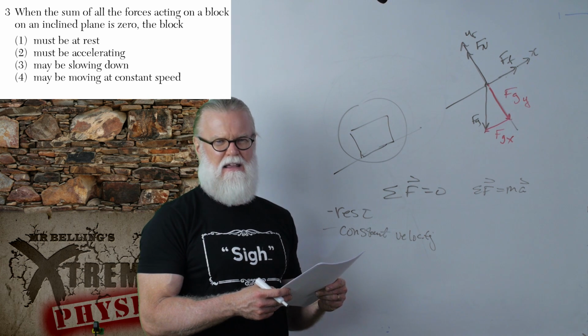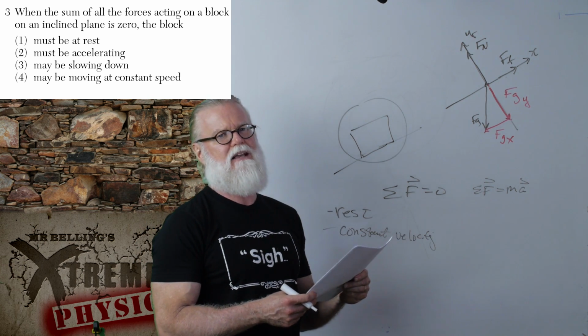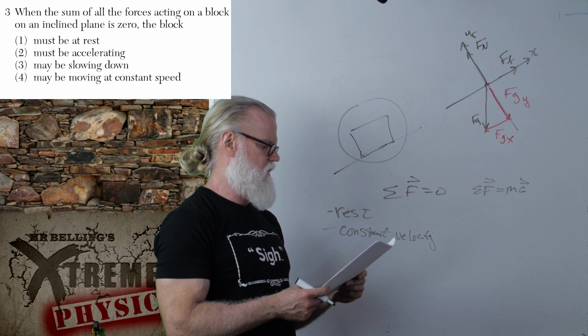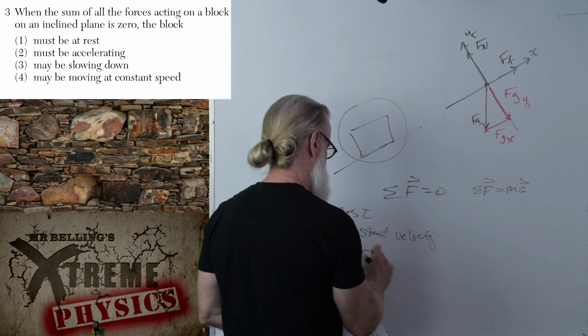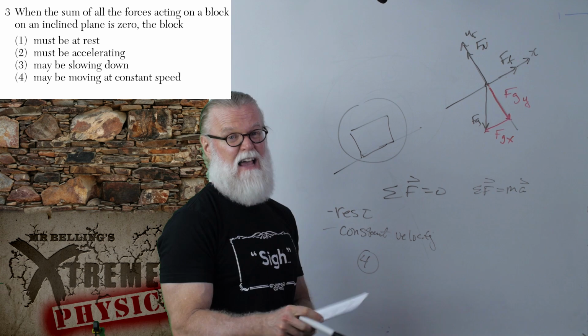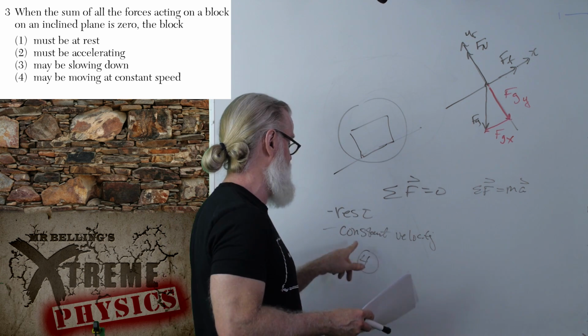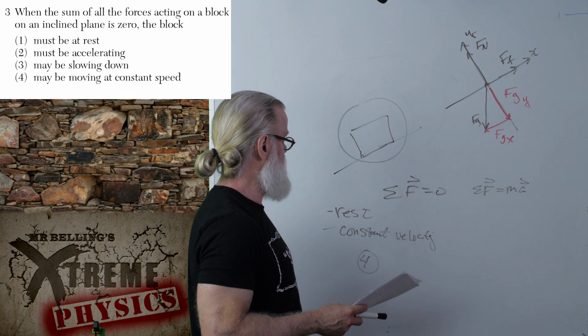Must be accelerating? It's not accelerating. Maybe slowing down? Nope, that would be accelerating. Maybe moving at 4? It may be moving at constant speed. Right? If it's moving at constant speed, it must be moving at constant velocity in this case, because it's in equilibrium. All right, there we go.